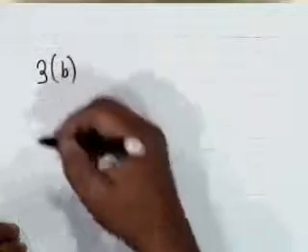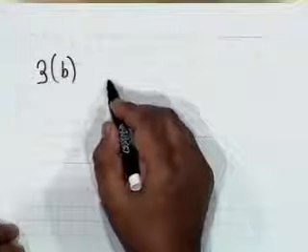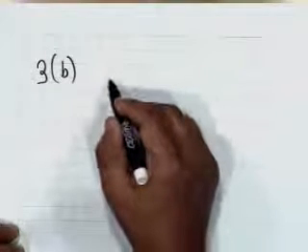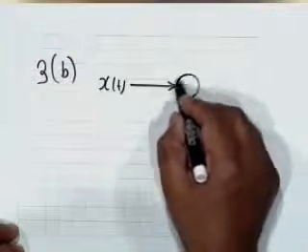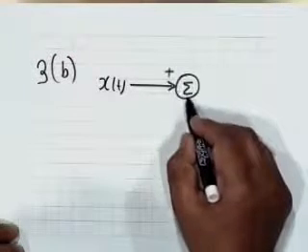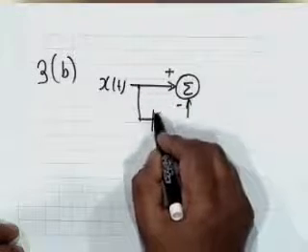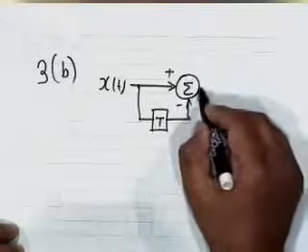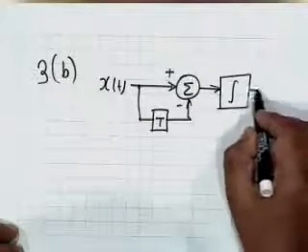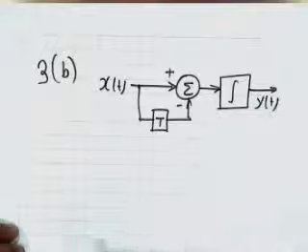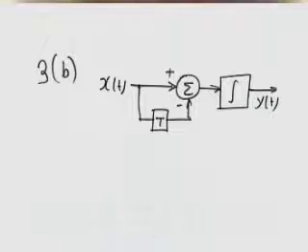Question 3b is a holding circuit, commonly used in pulse systems, shown in the figure. The figure is x of t goes to a summer with plus and minus, and here is a delay T, and then there is an integrator. This is y of t. The question is, is this a linear system?